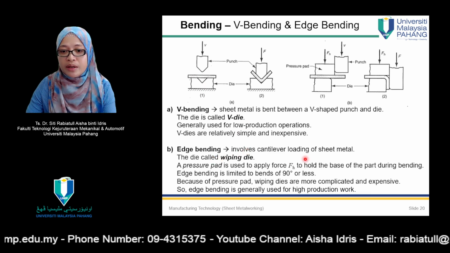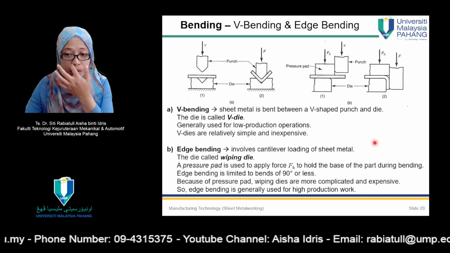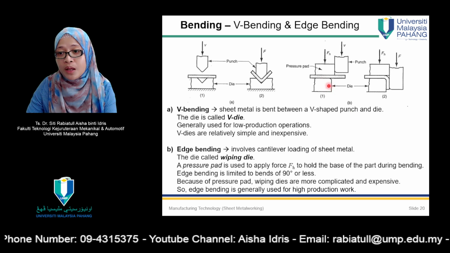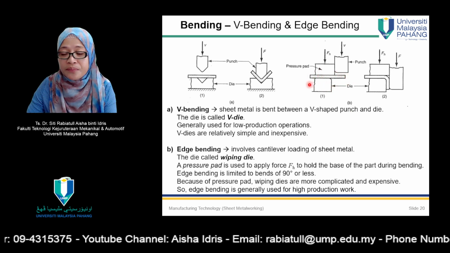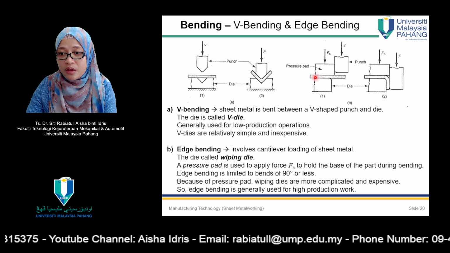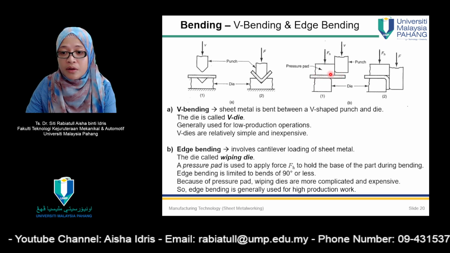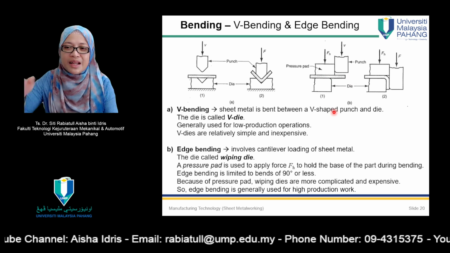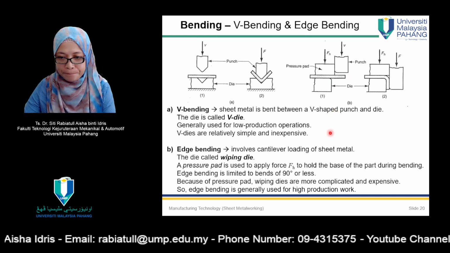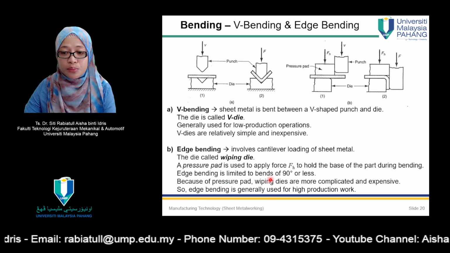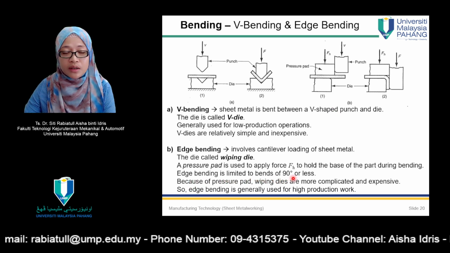Meanwhile, for edge bending, the die is called a wiping die because if you notice the stock or sheet metal over here, it is being deformed at the edge, or the process is like wiping. Edge bending is limited to bends of 90 degrees or less.